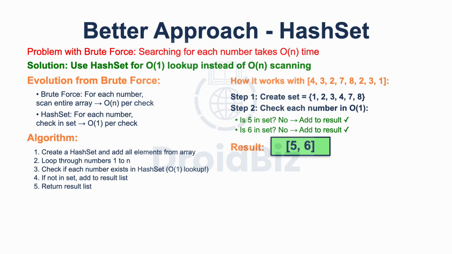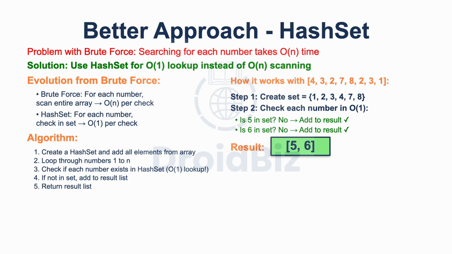Step 1. We create a set containing 1, 2, 3, 4, 7, 8. Notice duplicates are automatically removed. Step 2. We check each number in big O of 1 time. Is 5 in the set? No, so we add it to the result.